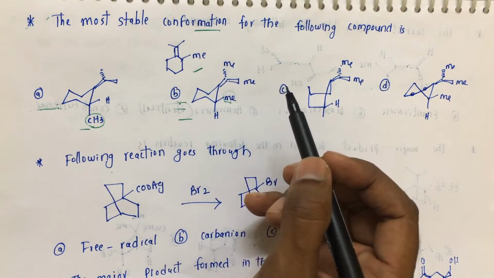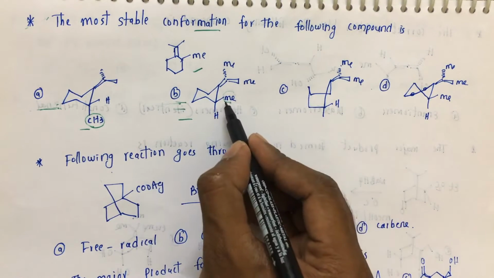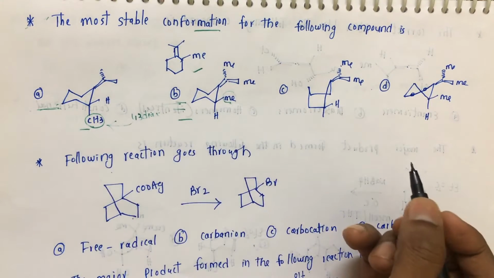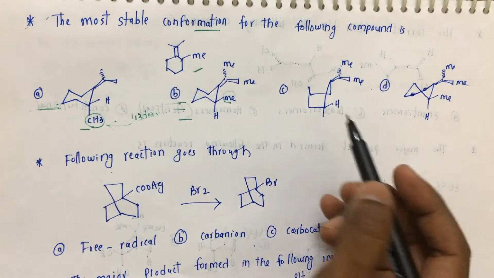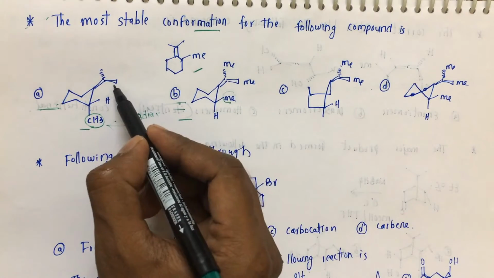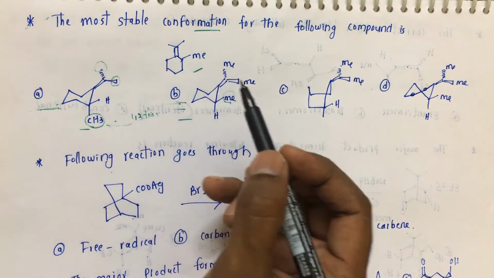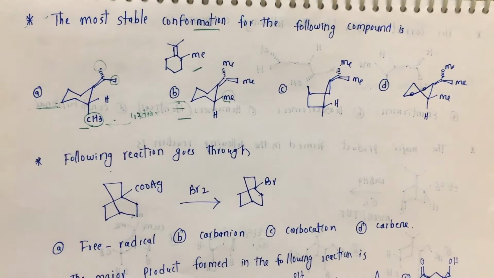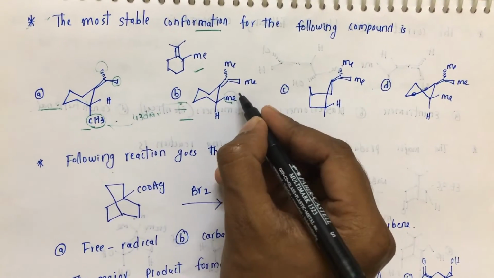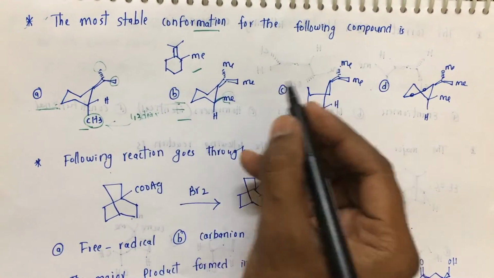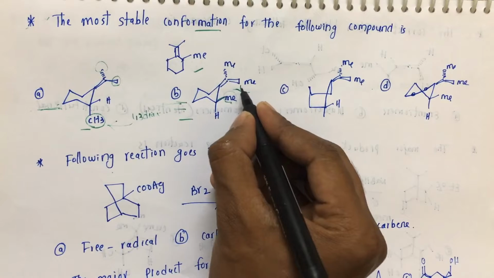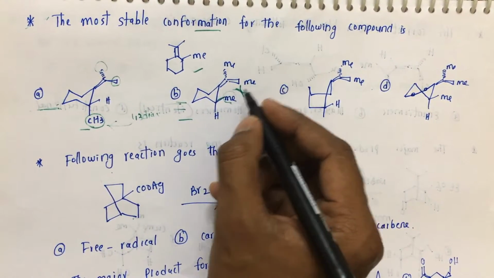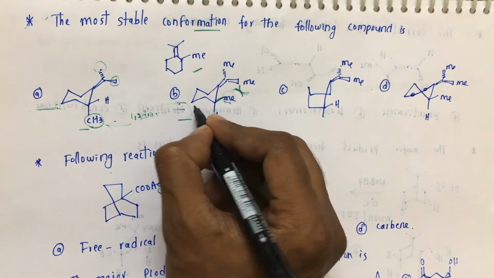As we know, at the equatorial position there are no 1,3 diaxial interactions, but here we have 1,3 diaxial interactions. Okay, so the answer would be this one, but we have to look at these methyl groups also. Because the methyl groups are here, when the methyl group is in the equatorial position, there will be repulsions between these two methyl groups. So because of that, this is unfavorable.